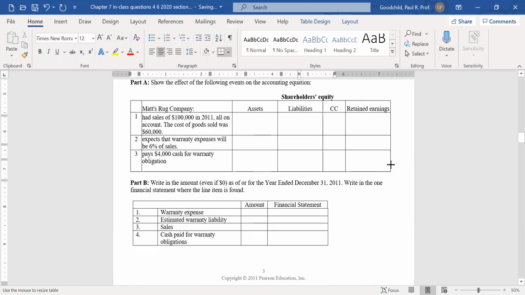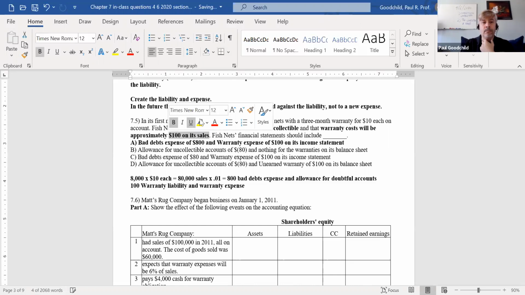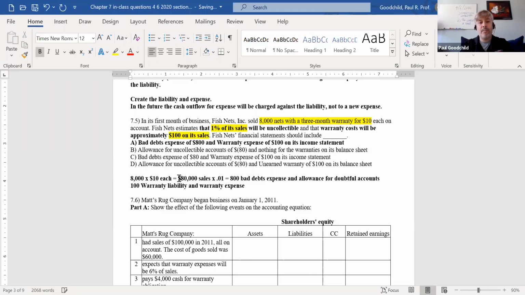How did you get that answer again? So the 100 was given, and then it said it was going to be 1% of its sales. And so it said it sold 8,000 nets for $10 each. And so I took the 8,000 multiplied by 10 to get $80,000 in sales. And then 1% of that is bad debts expense and allowance for doubtful accounts, and $100 for warranty liability and warranty expense.